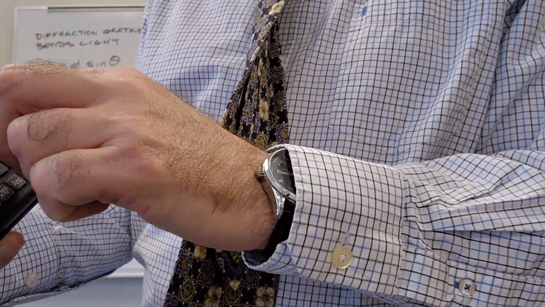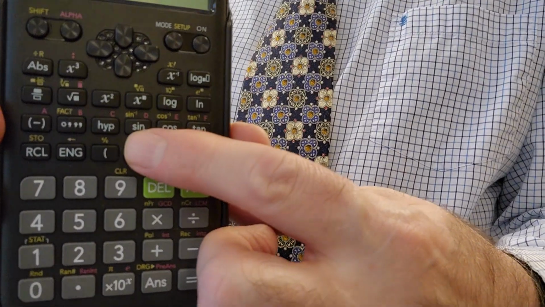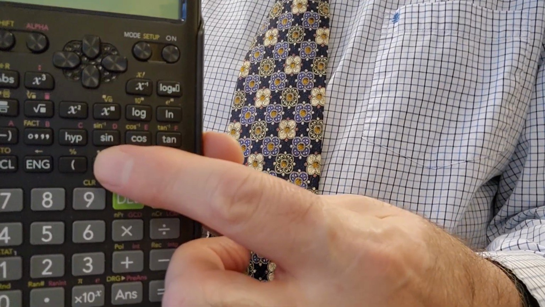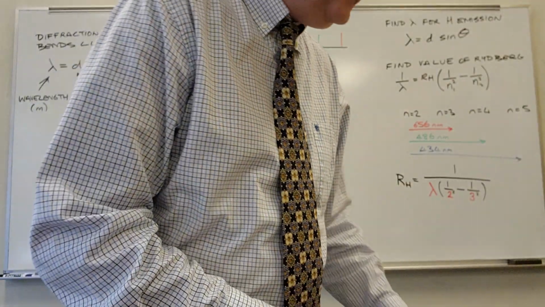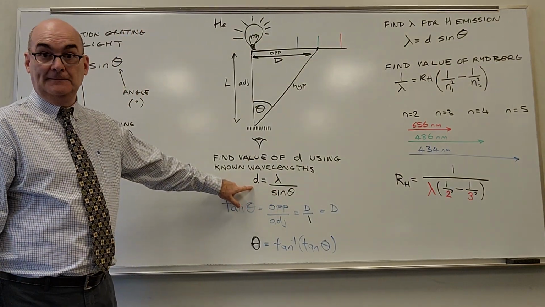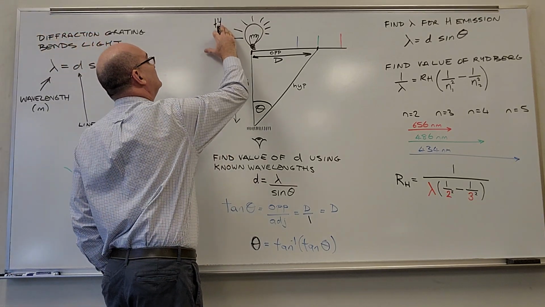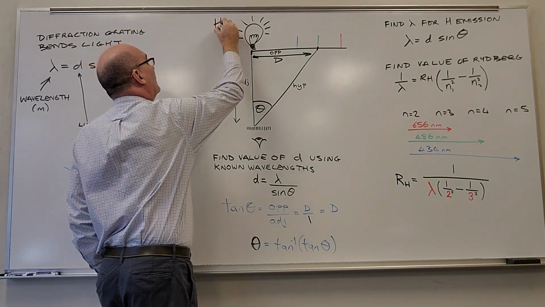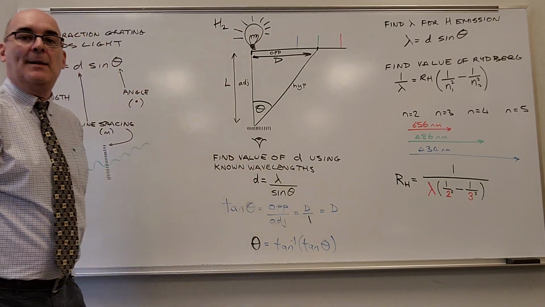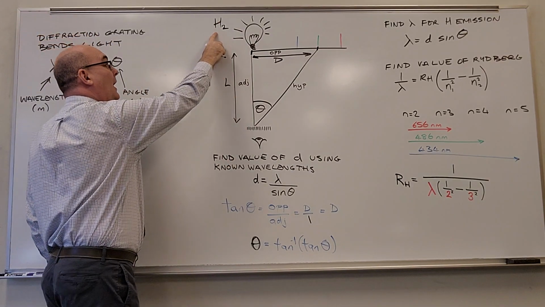Along with tangents and cosines, there are sines. So you take the sine of theta and then you feed it in to this equation and it gives you D. Once we know D, we can switch out the lamp and do the experiment again, this time on hydrogen.